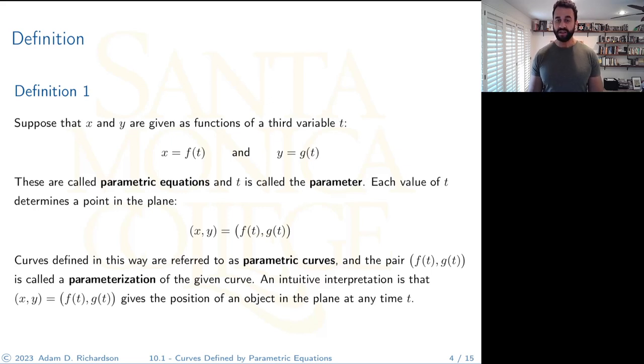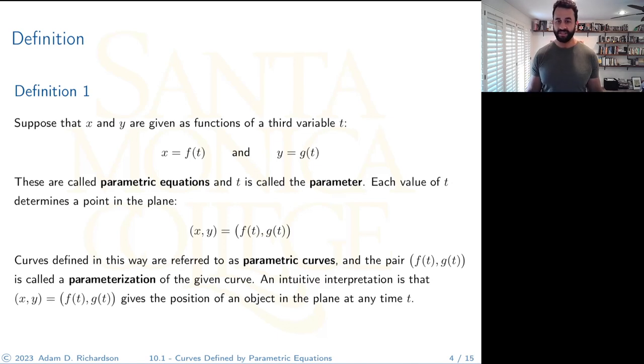All right? So curves that are defined this way are called parametric curves, and this pair right here is called a parameterization of the given curve. A good intuitive interpretation is that this point gives you the position of an object at time t. That's one of the reasons we like to use t. It's not necessary to use t, and it may not always be the best, but a lot of times we use t because it's like, hey, at time t, where is the particle? Oh, it's at this point, x of t, y of t. Now at this other time t, where is the point? Oh, it's at x of t, y of t for this new value of t.